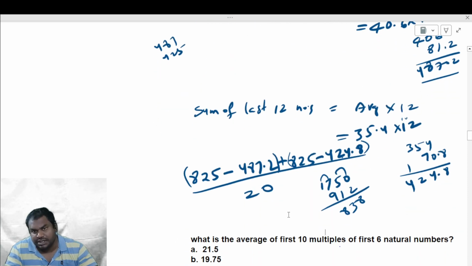Any mistake anywhere? 10 minus 2 is 8. 4 minus 1, 3.